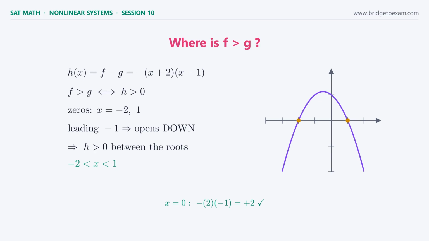Let's spot check with x equals 0, which is inside that interval. Negative 1 times 0 plus 2 times 0 minus 1. That's negative 1 times 2 times negative 1, which equals positive 2. Positive. So f is above g at x equals 0. Confirmed. That 5-second check with a convenient number is worth doing every time.